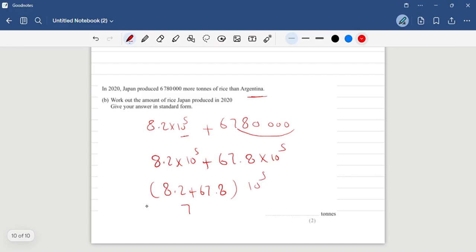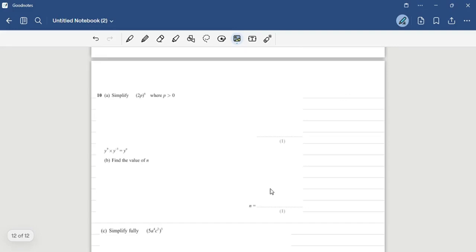So 76 multiplied by 10 to the power 5, and he asked me for standard form. I can notice that 76 is 7.6 multiplied by 10. So this will be 7.6 multiplied by 10 multiplied by 10 to the power 5, which is 7.6 multiplied by 10 to the power 6. Do you understand it? Okay, it's good.